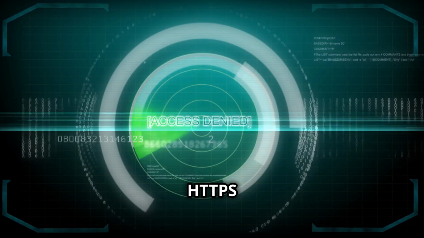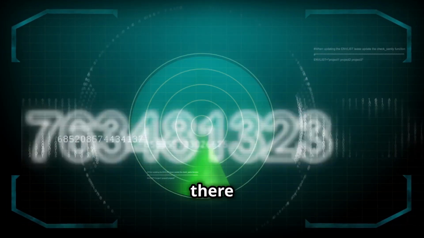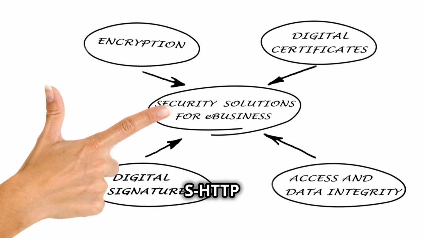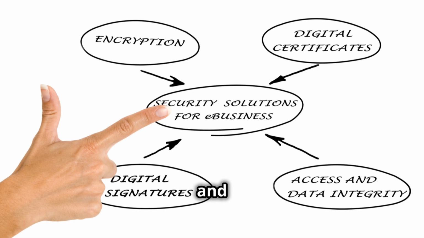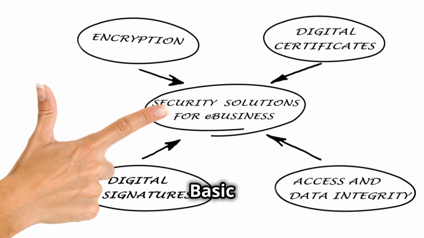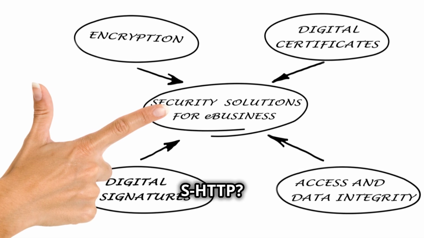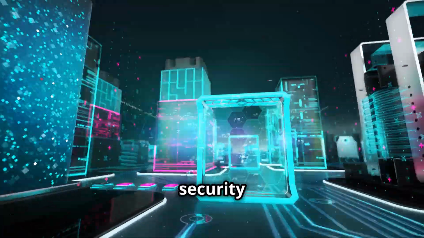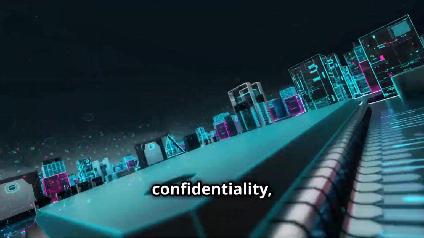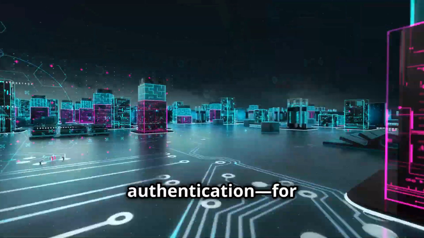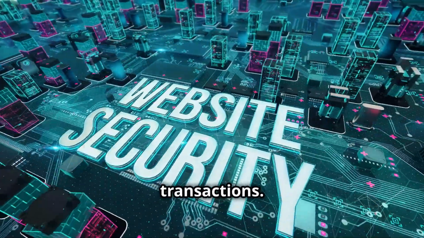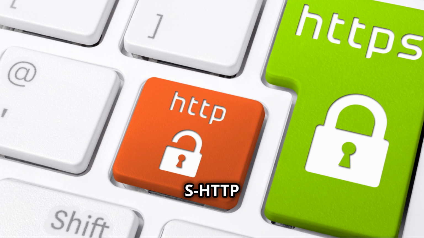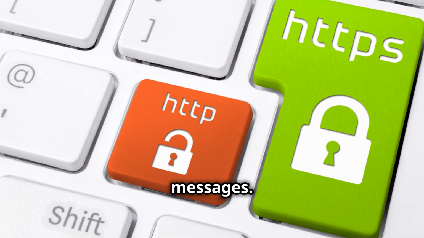Before HTTPS became the go-to standard, there was SHTTP, or Secure HTTP. Let's take a brief look at how SHTTP Basic Authentication works and how it compares to both HTTP Basic and HTTPS. What is SHTTP? SHTTP was developed in the mid-1990s to provide security services such as confidentiality, integrity, and authentication for HTTP transactions. Unlike HTTPS, which secures the entire session, SHTTP encrypts individual messages.